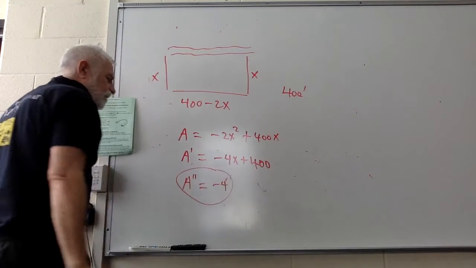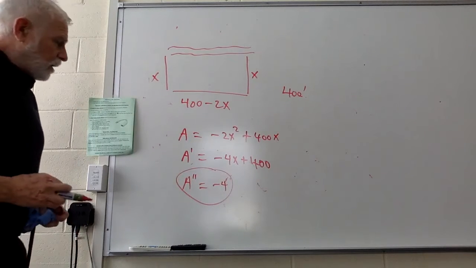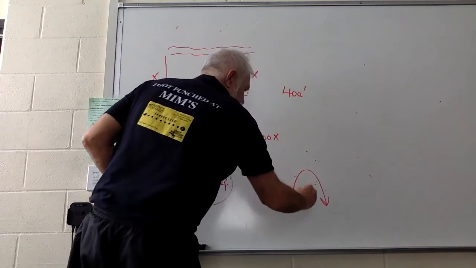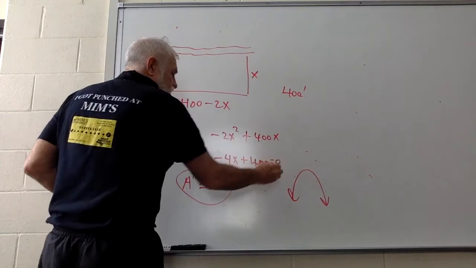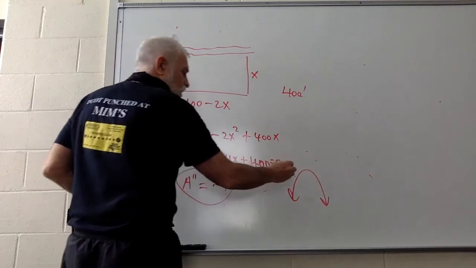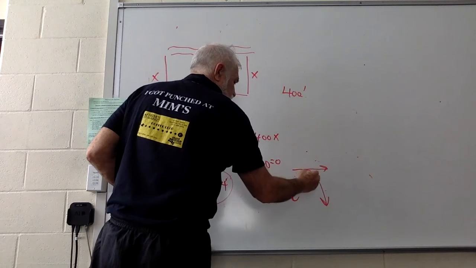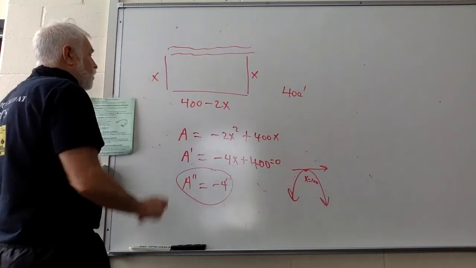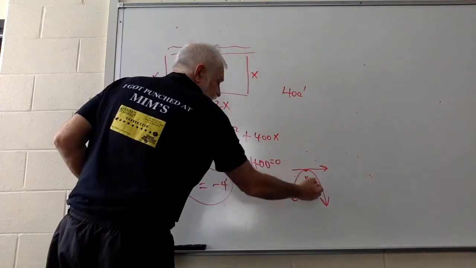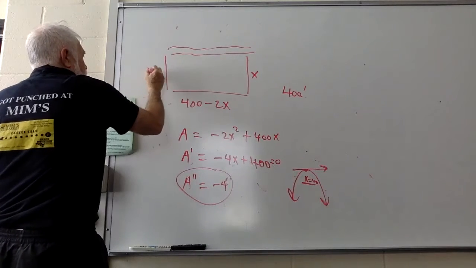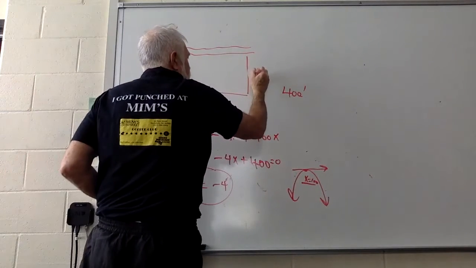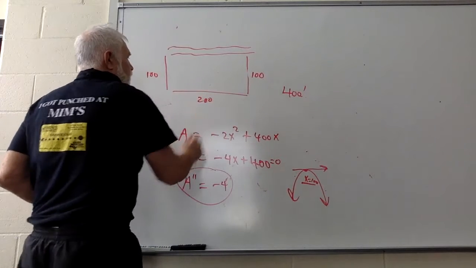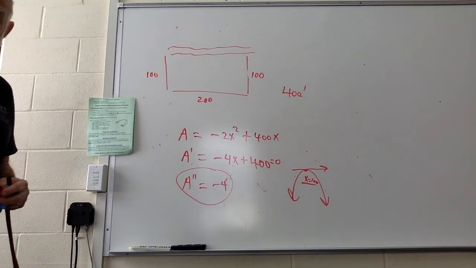What's the significance of a double prime of negative 4? Well, if the second derivative is always negative, we've got a concave down shape. When do we have a slope of 0? We have a slope of 0 when x is 100. So when x is 100, that's what we're looking for. We've just proved that that's going to create a maximum. So if you have 100 here, 100 here, and subtract 200, that's how you maximize the area of that pasture.